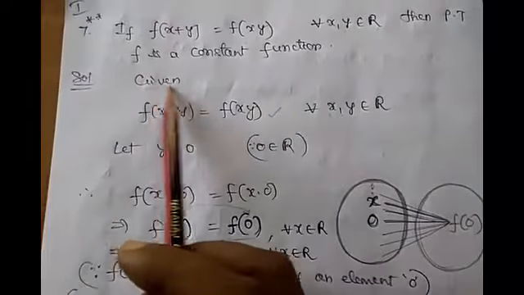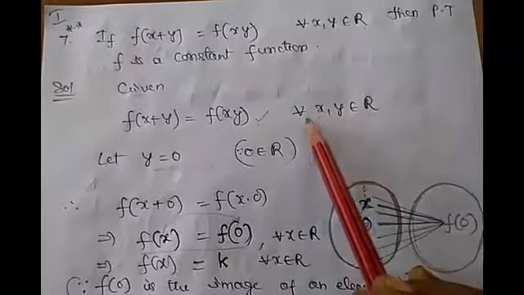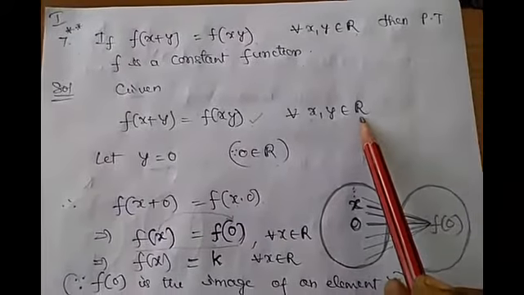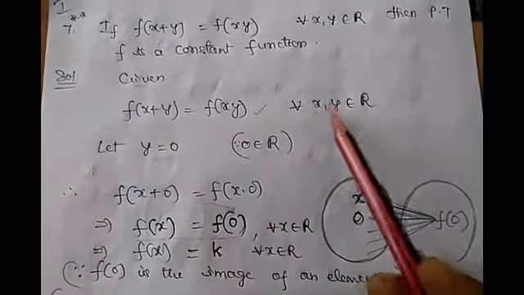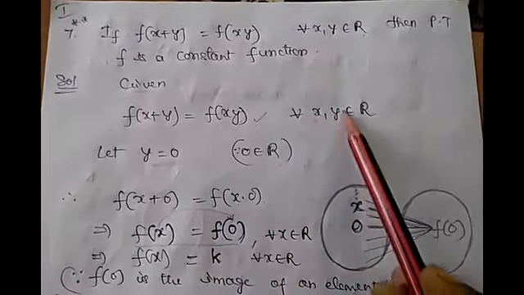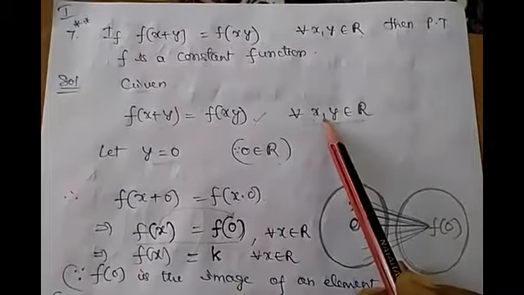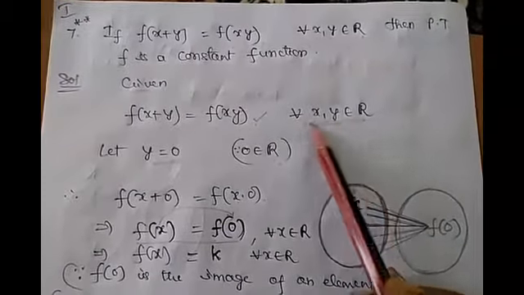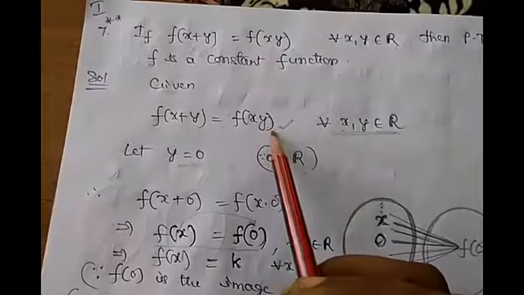Solution. What is the given condition? f of (x plus y) is equal to f of (xy) for every x comma y belongs to R. Write the given information first. That means for any two real numbers, for every x comma y belongs to R, this is true: f of (x plus y) is equal to f of (xy).